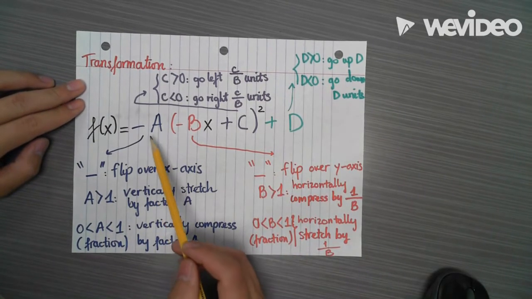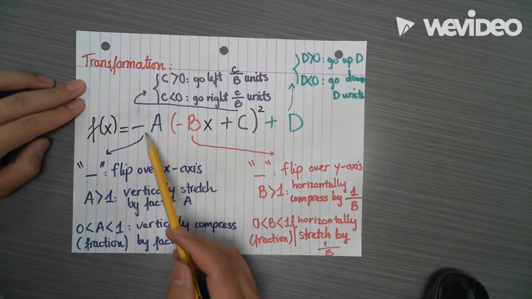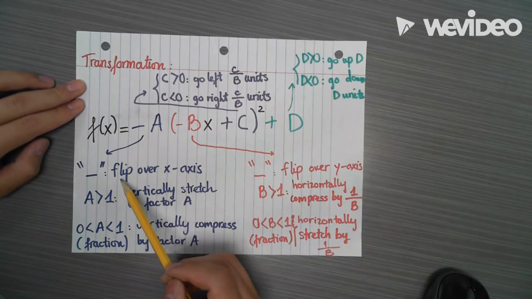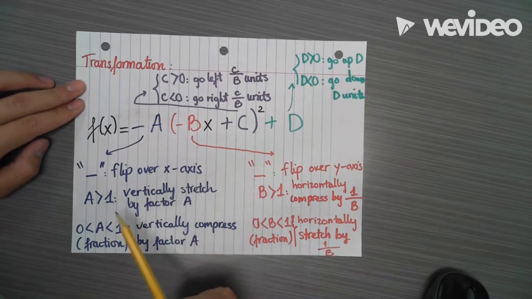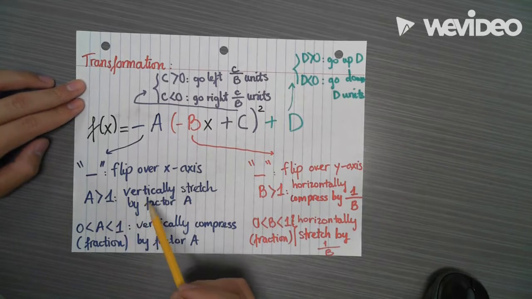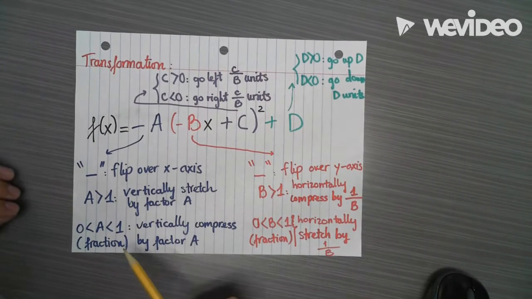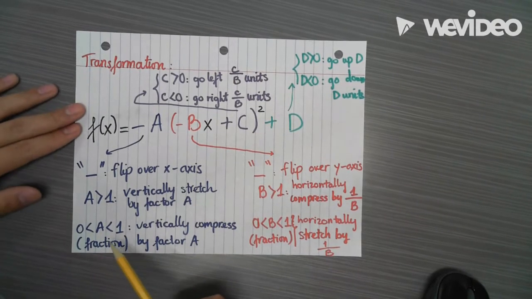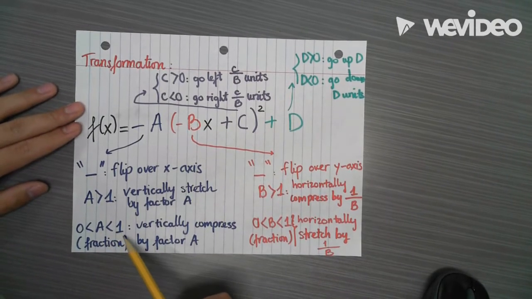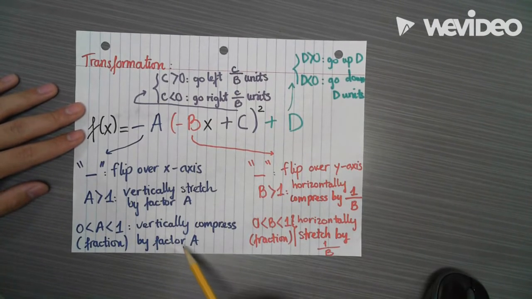For example, outside of the parentheses, we have negative a. If there is negative a, it will flip over the x-axis. If we have a number a bigger than 1, it will vertically stretch by a factor of a. And if there is a fraction bigger than 0 but less than 1, it will vertically compress by a factor of a.